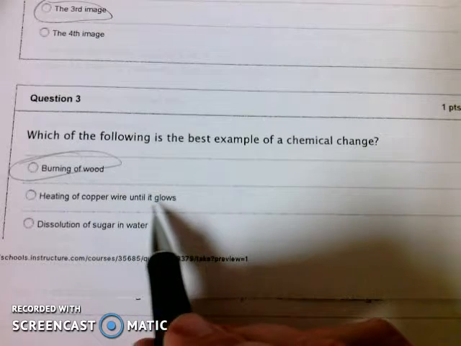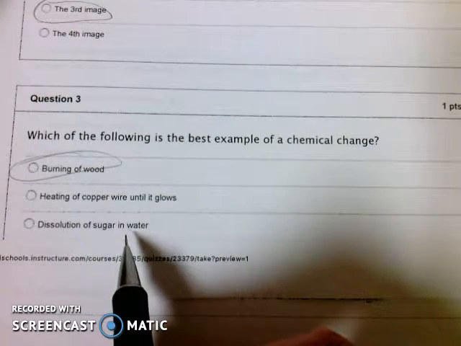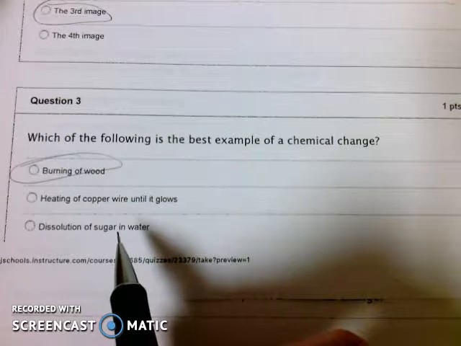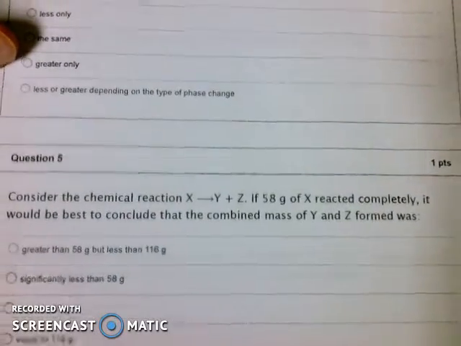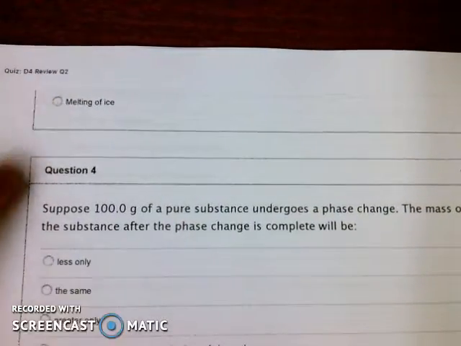Okay, if you heat a copper wire up and it glows, physical change. You just made it hot. Dissolution of sugar in water. Okay, physical change. It has not changed into a different substance. Okay, the sugar does not react with the water. It just dissolves in it. And the last one says, way up here, melting of ice. Okay, again, physical change. You're just changing the phase.